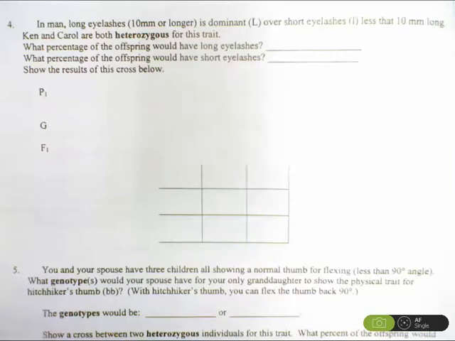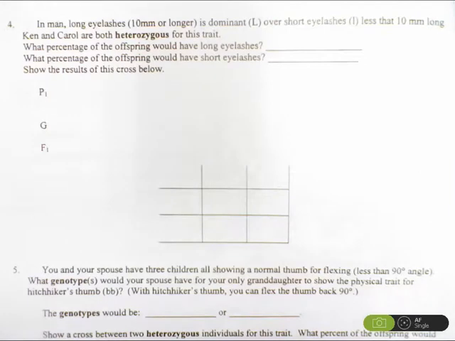In man, long eyelashes, 10 millimeters or longer. And when we say in man, we just mean in humans. Long eyelashes is dominant, big L, over short eyelashes, little l. Less than 10 millimeter long eyelashes come from little l.